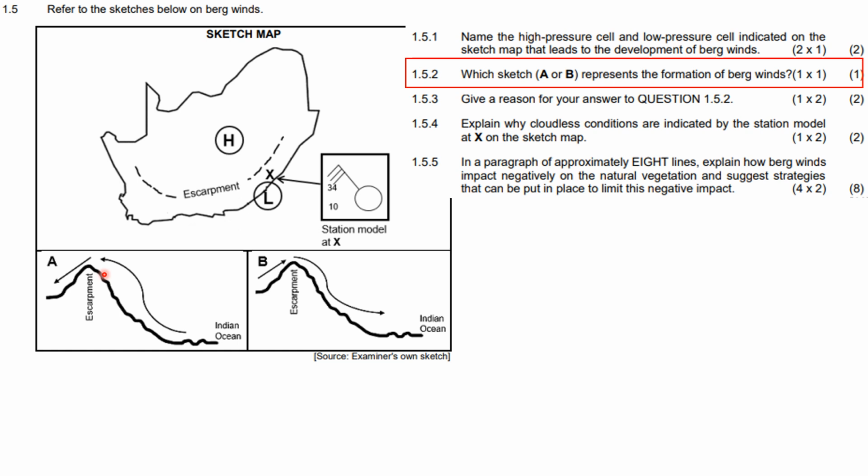However, we notice that on the diagram, our high pressure is over the interior of the country and our low pressure is along the coast, which means that under the pressure gradient force, the wind is going to blow from high down the mountains to a low pressure, which means that diagram B represents our berg wind.